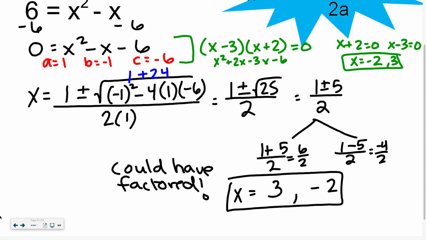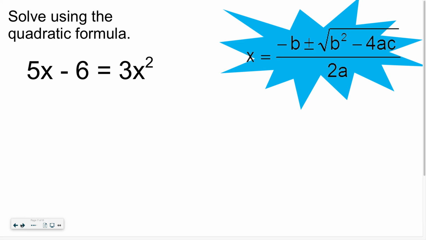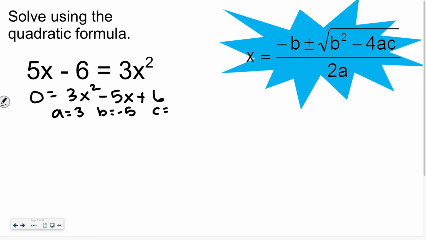Okay, and then I'm going to do one other example just to show you one more before you get started on your homework. Solve using the quadratic formula. 5x minus 6 equals 3x squared. It doesn't matter which way you move, you should come up with the same answer. I generally still always try to keep my x squareds positive, so I'm going to go minus 5x plus 6. Move those two terms to the other side. Okay. A is equal to 3, B is equal to negative 5, C is equal to 6.